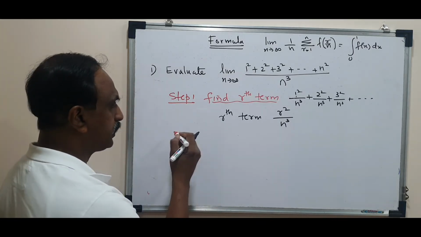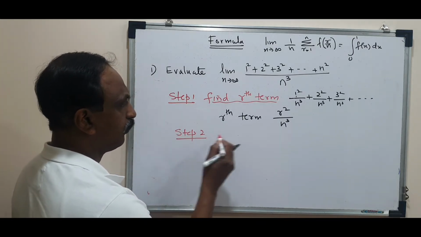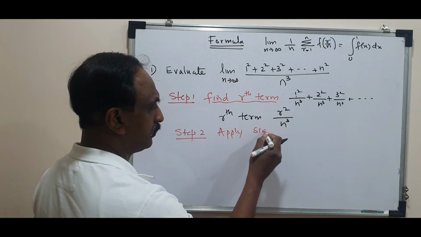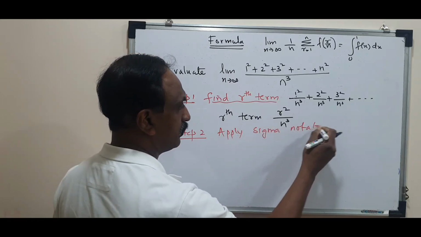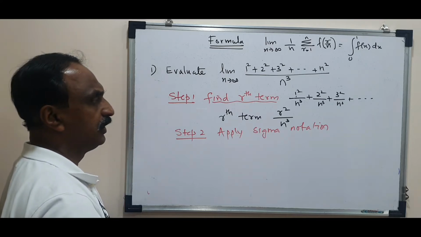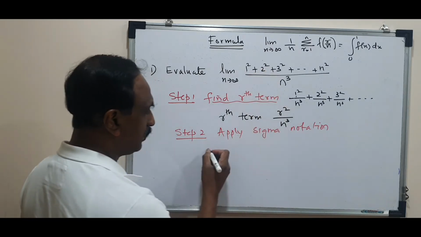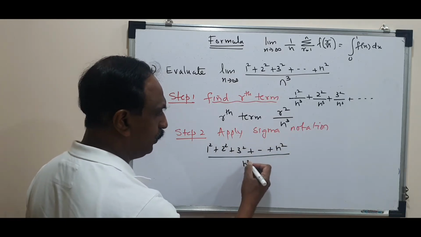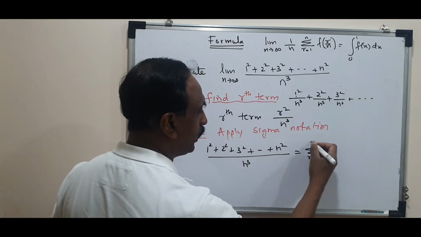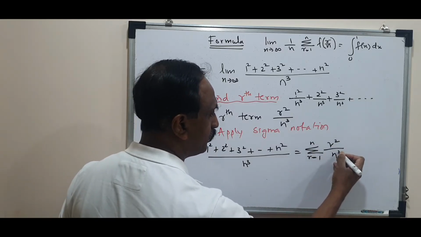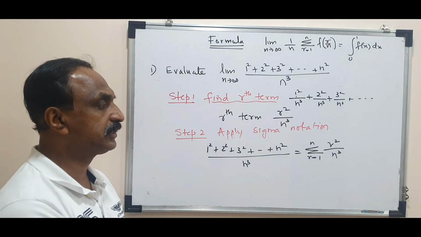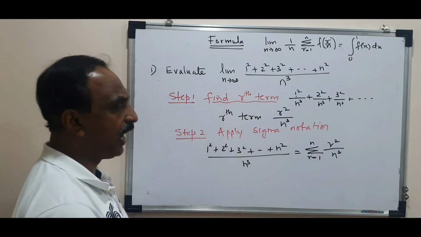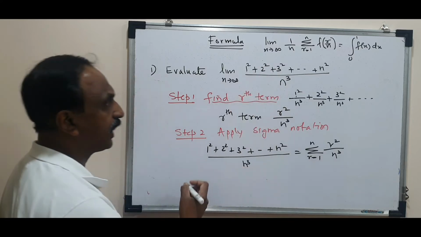Then step number 2 is to apply the sigma notation. So when you apply the sigma notation, I can write 1 square plus 2 square plus 3 square plus etcetera up to n square upon n cube as sigma r is equal to 1 to n r square upon n cube. For summation of series also we did this. Whenever we want to find the rth term, each term you find and then put summation. So now I can write this particular question as a limit.